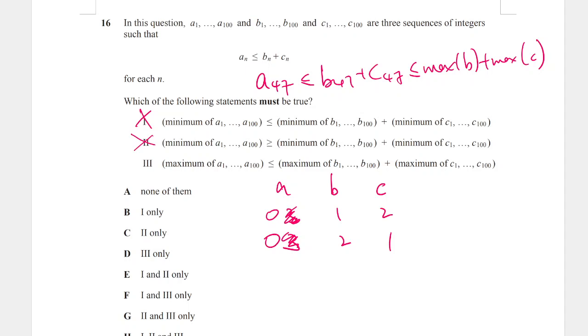Okay, and I assume that A47 was the maximum of A. So therefore, statement 3 is proved. This works for any A you pick, not only 47, but whatever number you like. All right. So the answer is 3 only, D.